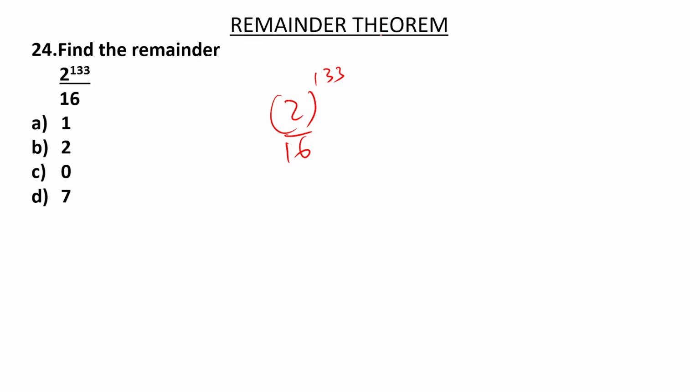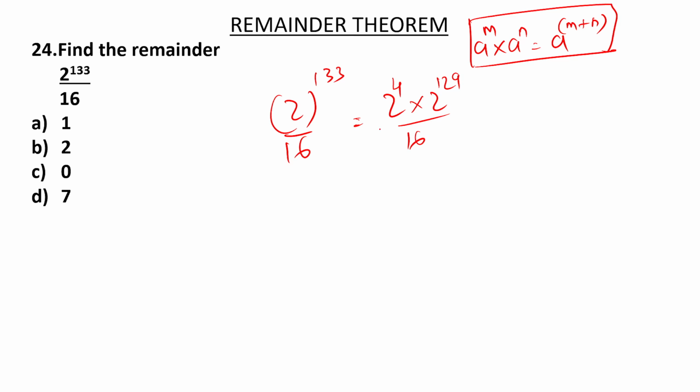Simply, can I write it as 2 power 4 into 2 power 129? Am I not obliged to write it like this? I can write it like this, right? As you can see, a power m into a power n will give rise to a power m plus n, right? This formula. From this formula, I wrote it like this.